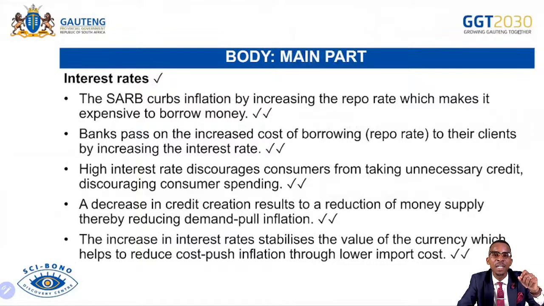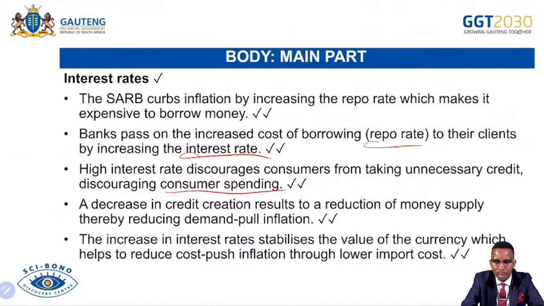For that sake, money supply will decline, resulting in less demand for goods and services. The South African Reserve Bank caps inflation by increasing the repo rate, which makes it expensive to borrow money. Banks pass on the increased cost of borrowing to their clients by increasing the interest rate, if those interest rates are flexible or nominal. High interest rates discourage consumers from taking unnecessary credit, discouraging consumer spending because there will be less money supply. A decrease in credit creation results in a reduction in money supply, thereby reducing demand pull inflation. The increase in the interest rate stabilizes the value of the currency, which helps to reduce cost push inflation through lower import cost.